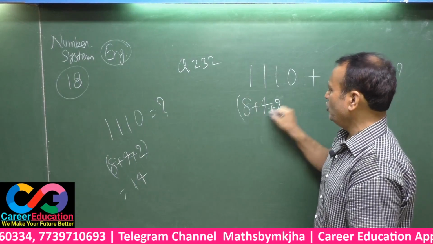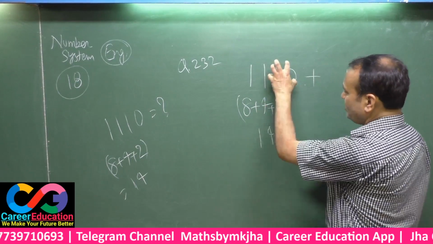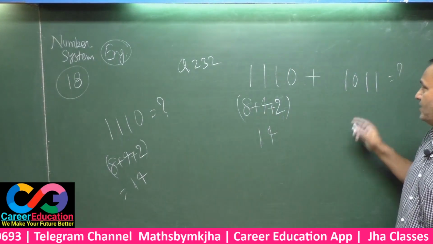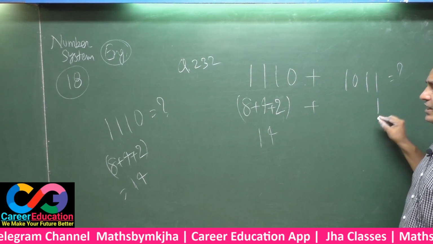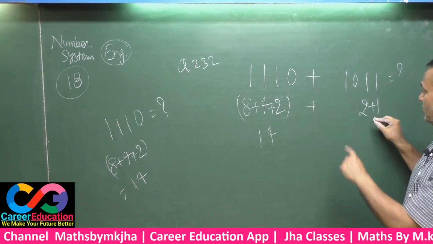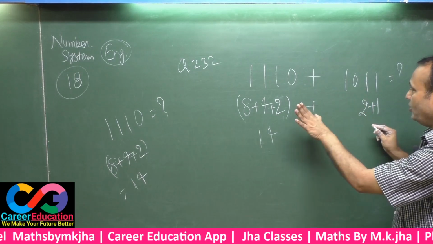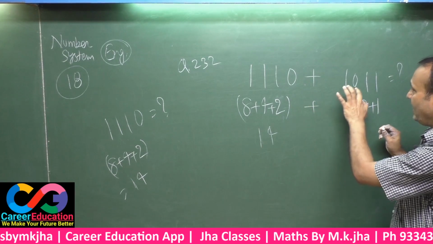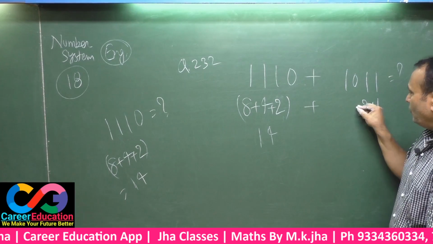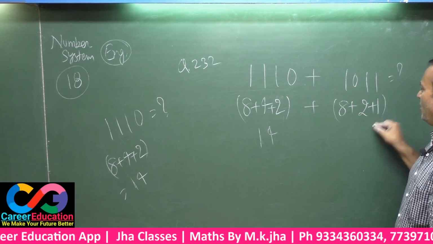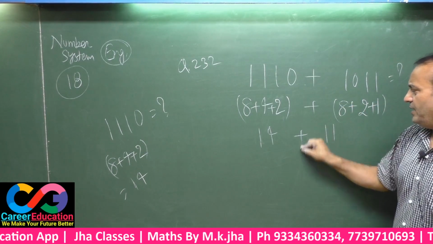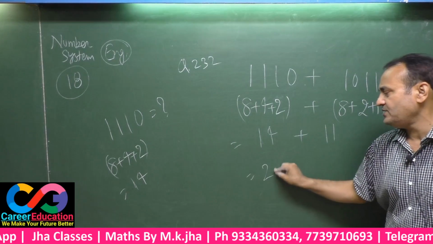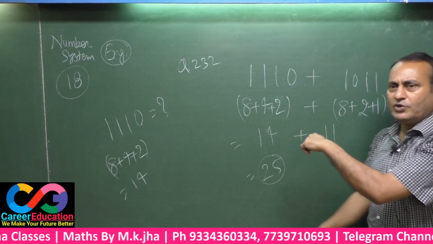That means you got this as 14 in decimal system. Again, see here, this is 1, this is 2, this is 4, but don't accept this as 0, 2, 4, this is 8. Now 11 plus 14 happens to be 25. This is your final answer.